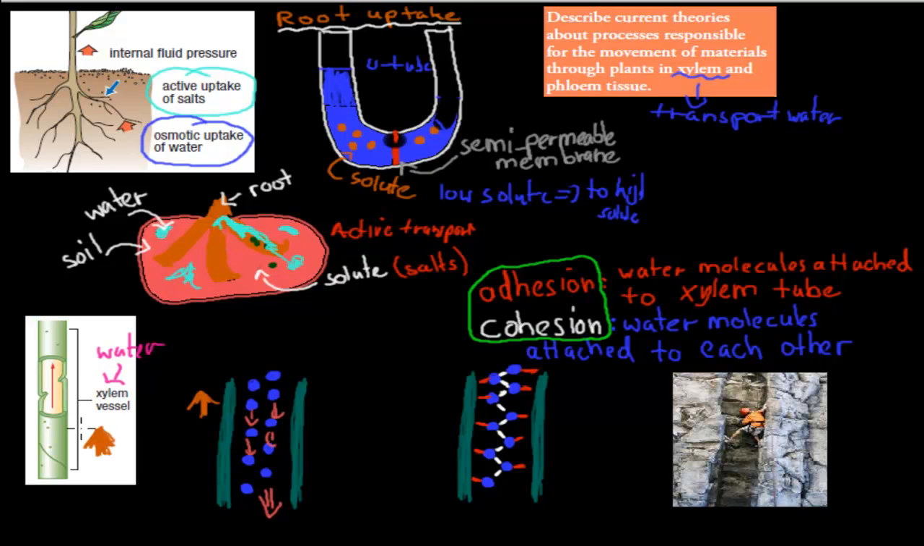So you can imagine if they were trying to get up the xylem vessel, a xylem tube, it wouldn't happen because there'd be nothing to hold them in place, and gravity would pull them back down again. But the reason why that doesn't happen is because of something called adhesion and cohesion.